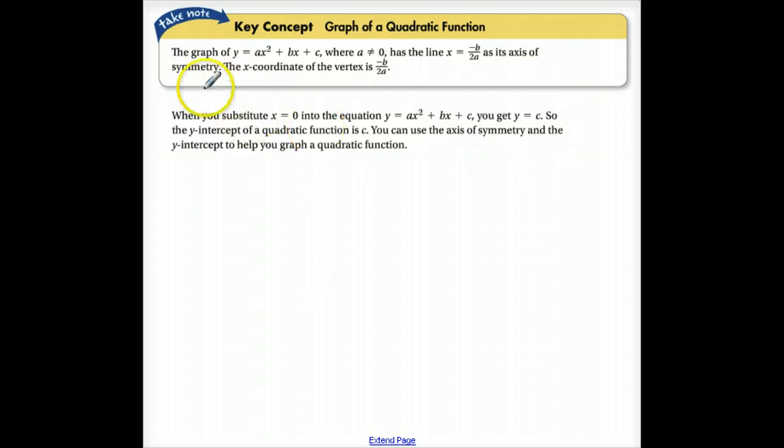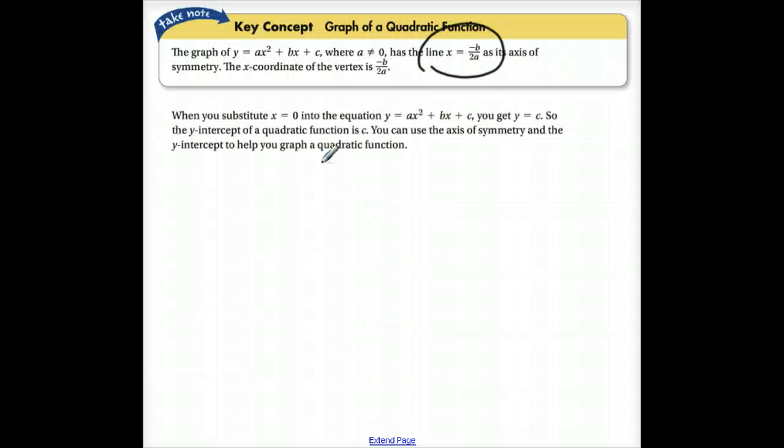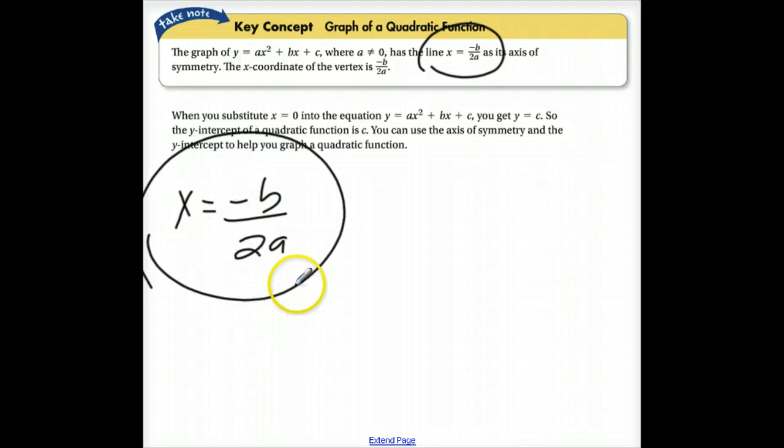Next slide. In order to find the axis of symmetry, there's something you're going to need to memorize. The axis of symmetry falls on the x-axis, so we need to find the x-coordinate. To do that, x equals -b/2a. This will give us that spot on the x-axis.